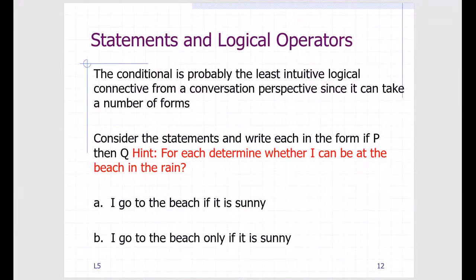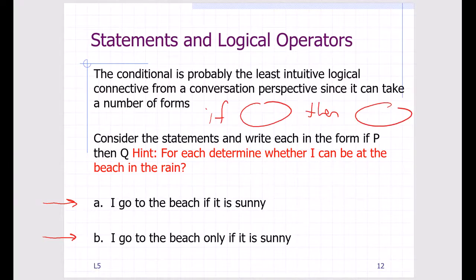So both of these statements are conditional statements, but they're not written in exactly the form of if something then something. We don't have both words, if and then. So here in this first one, I go to the beach if it is sunny. The second one, I go to the beach only if it is sunny. Now these sound pretty similar, but mathematically they mean two very different things.